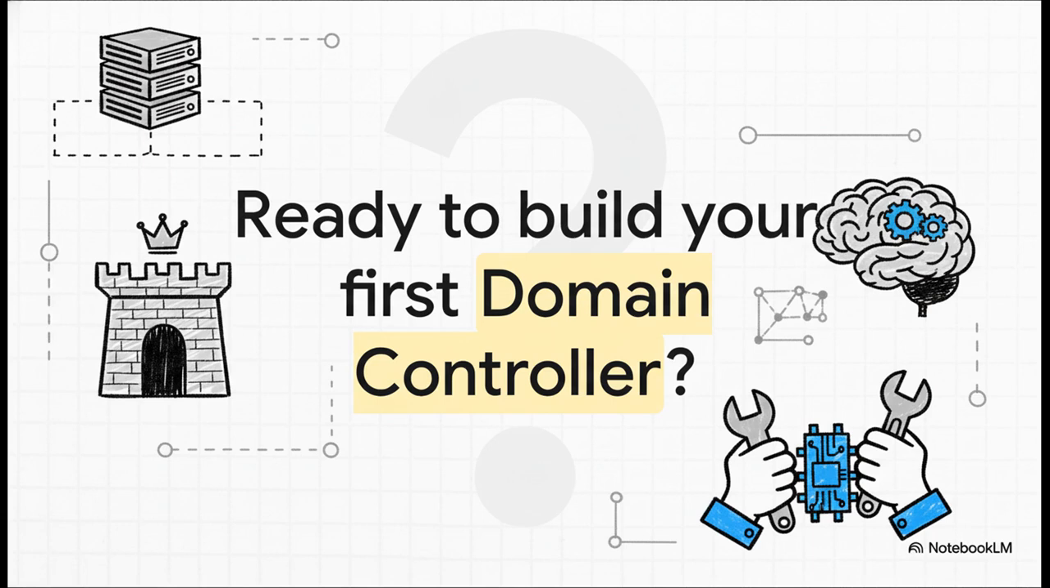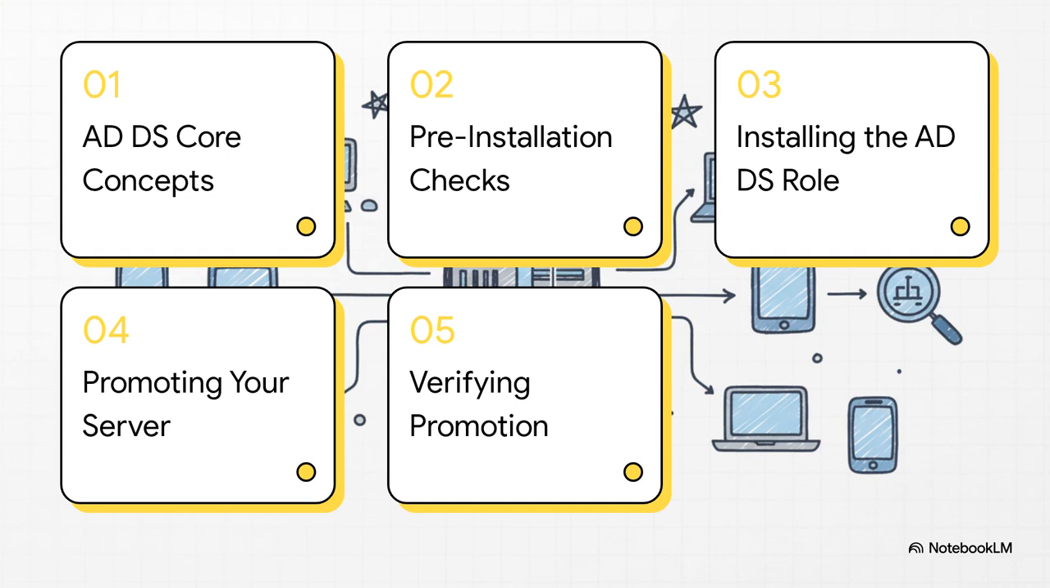This is one of those foundational skills, so getting it right is just crucial. Let's dive right in. We're going to tackle this in 5 logical steps. Think of it like this: plan, prep, build, and proof. First, we'll plan by understanding the core concepts. Then, we'll prep the server with some really essential checks. After that, we build it, installing the role and promoting the server. And finally, the proof. We'll verify everything is working exactly like it should.